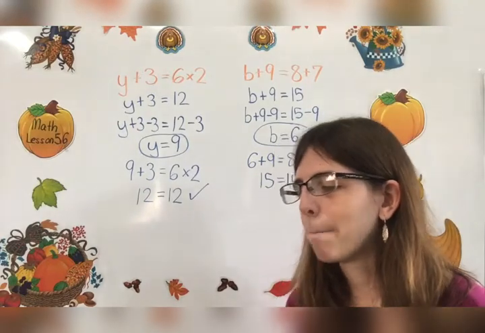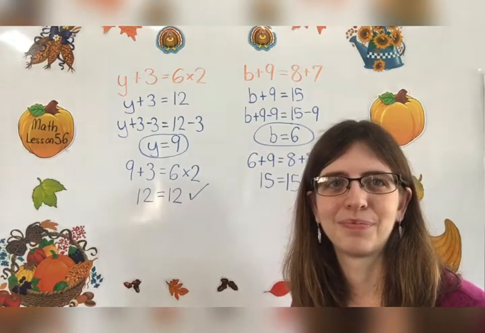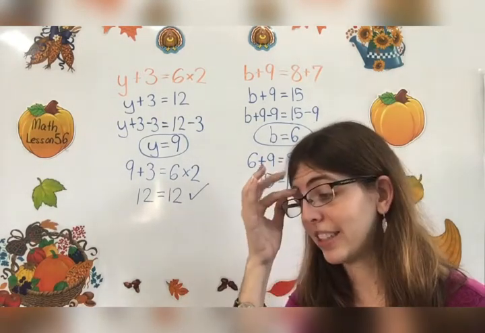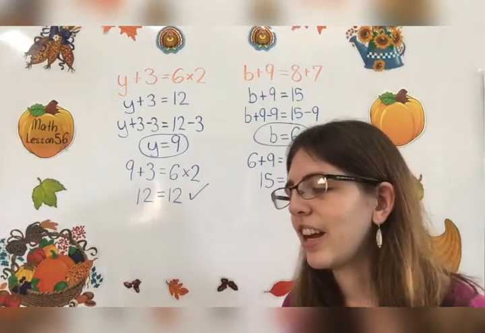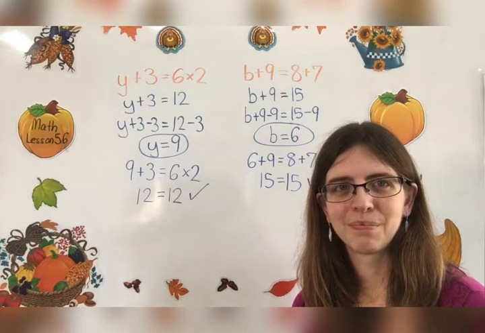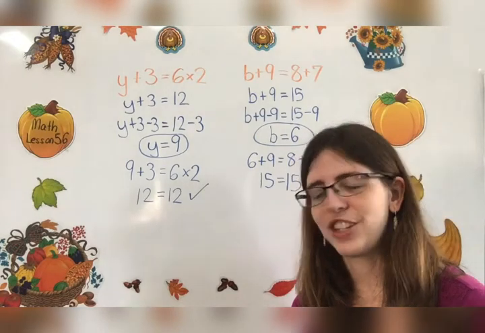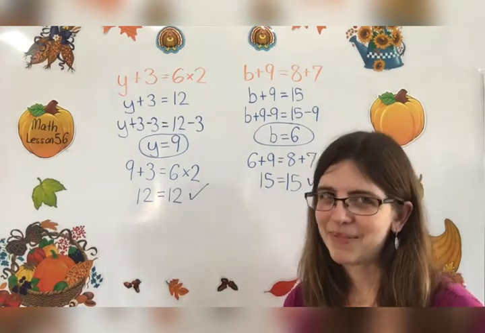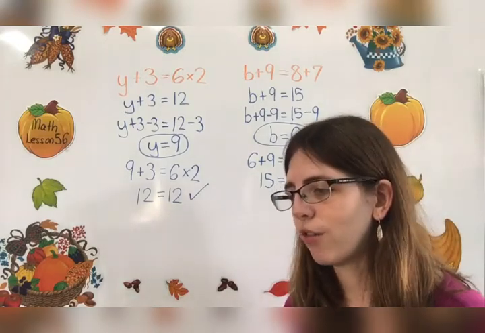Letter B, multiplication. What's the opposite of multiplying? Division. That's right. Look at letter D to spell division correctly. Letter C, subtraction. What's the opposite? Addition. That's right. And letter D, division. What's the opposite? Multiplication. Very good.